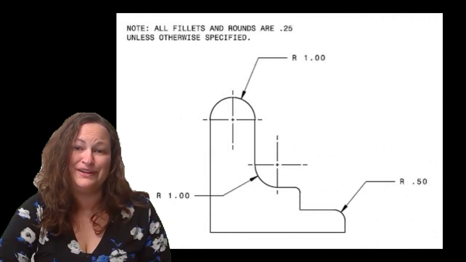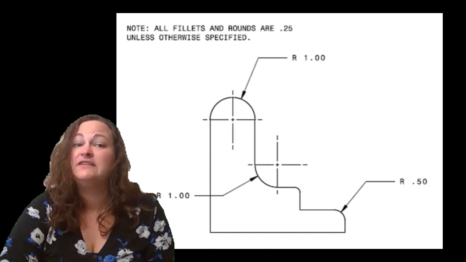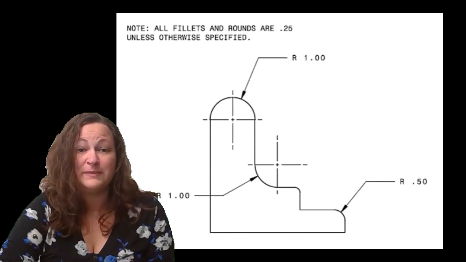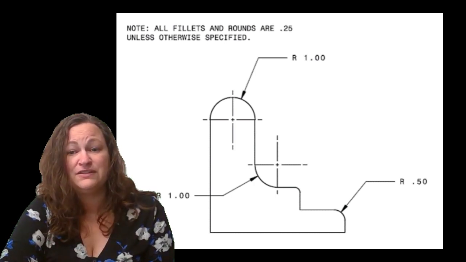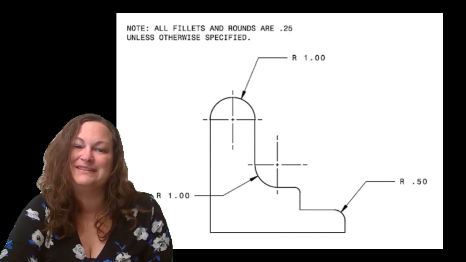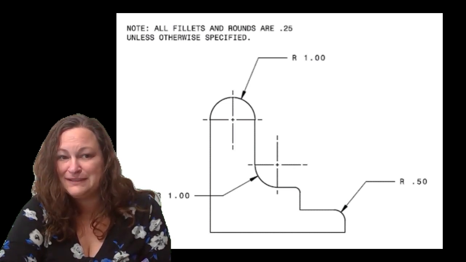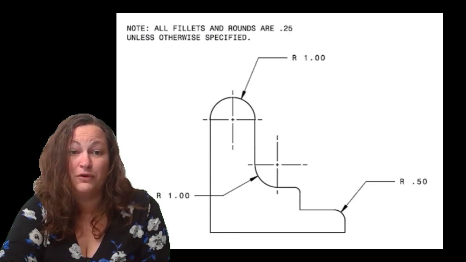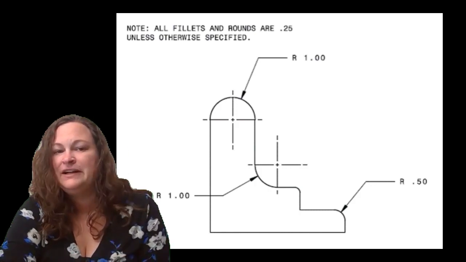So as you can see here on our drawing, we have a local note that tells us that all fillets and rounds are 1/4 of an inch, unless otherwise specified. If we look at the drawing, we have two that are specified: a fillet that's 1 inch and a round that's 1/2 inch. That leaves us with one fillet that's not noted, and that's the one that's going to be 1/4 of an inch. But typically when you have local notes, that's going to apply to the trends that you see across your part. So if you had 4 corners that were all curved off, typically those are all going to be the same radius.